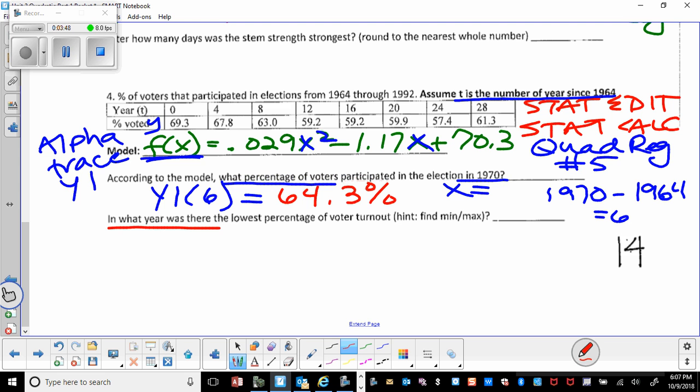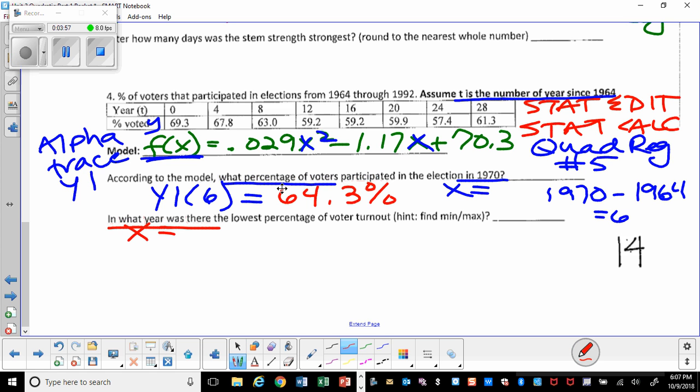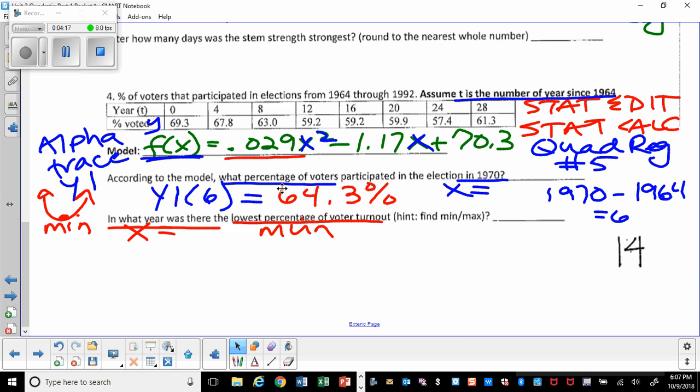Now it says here, what year? All right, so we're trying to find out X. X is what we don't know, right? So now, we want the lowest percentage, so that would be a minimum, right? And I know this could be a minimum because my A is positive, so it opens upward. So my vertex is going to be a minimum. So to find my minimum, I'll just go into my calculator there.